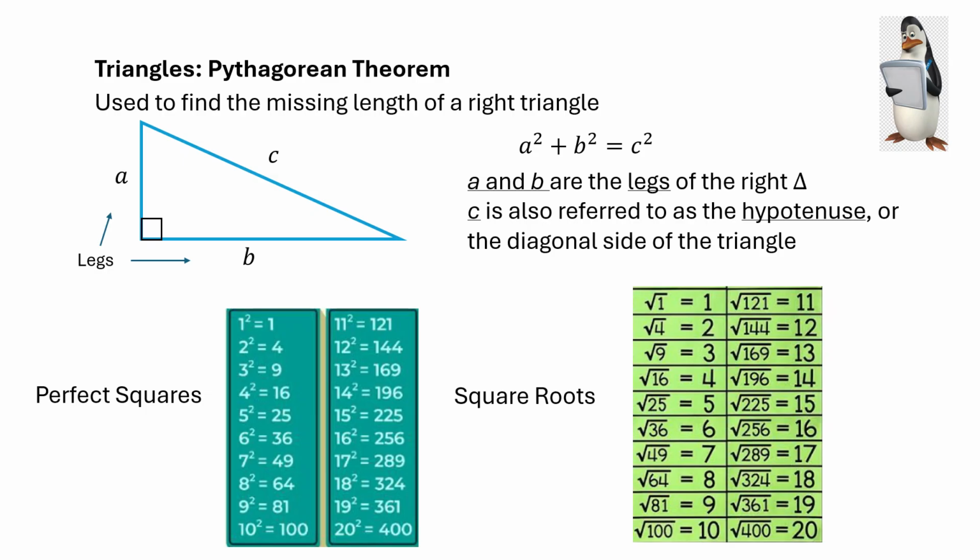Below, I have listed the perfect squares and their square roots from 1 through 20. It would help you out immensely on the test if you could memorize these. Let's see them in action.